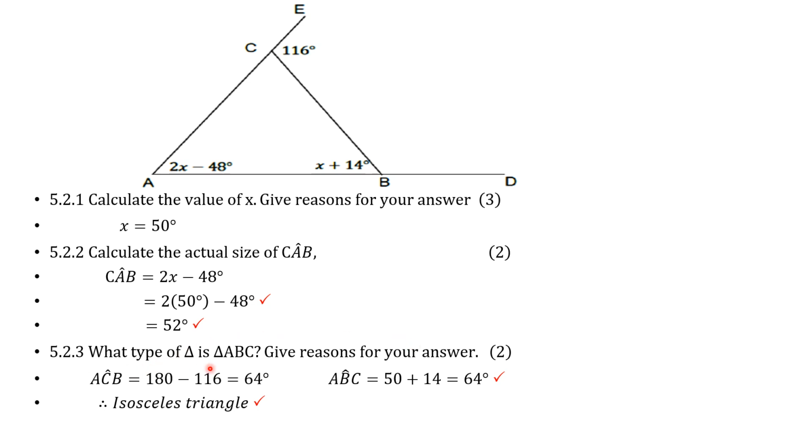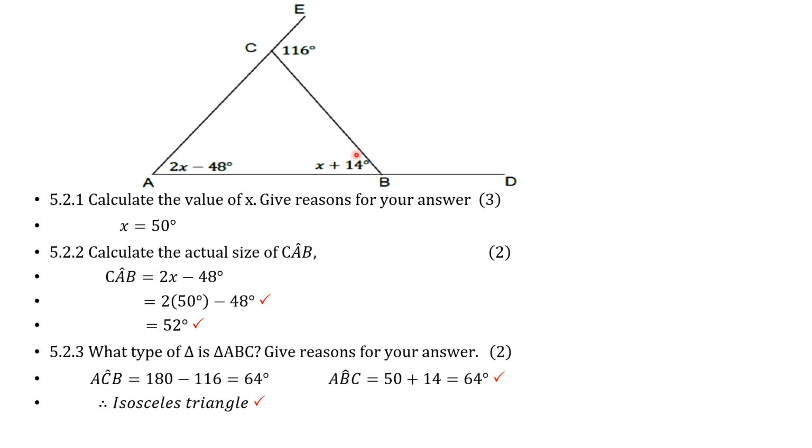Third, what type of triangle is ABC? Give a reason for your answer. So ACB, remember angles on a straight line. 180 minus 116 gives me this angle as 64 degrees. Right? If I take ABC, 50 plus 14 also gives 64. So I have 64 and 64.